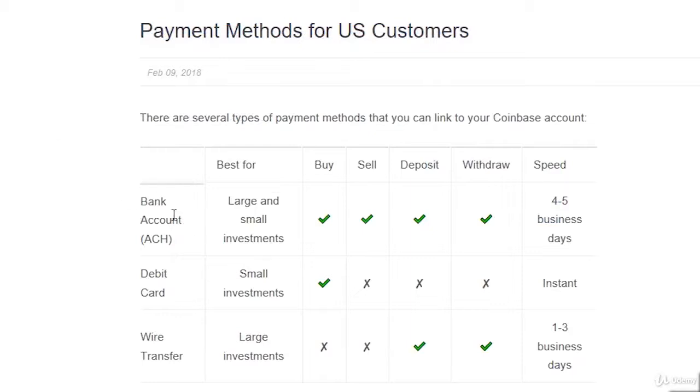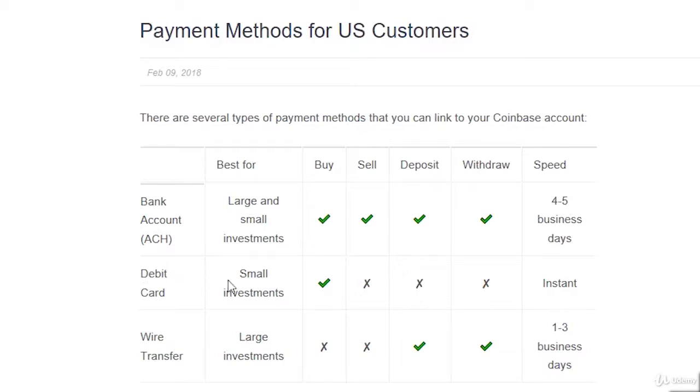So starting off with a bank account transfer. With a bank account transfer, it's best for large and small investments. And basically it gives you the most abilities of all of these 3 options. So with the bank account connected, you can buy, sell, deposit, and withdraw. The only downside with it is that the speeds are a little bit slow, as it takes 4 to 5 business days to do any sort of transaction using your bank account with Coinbase.